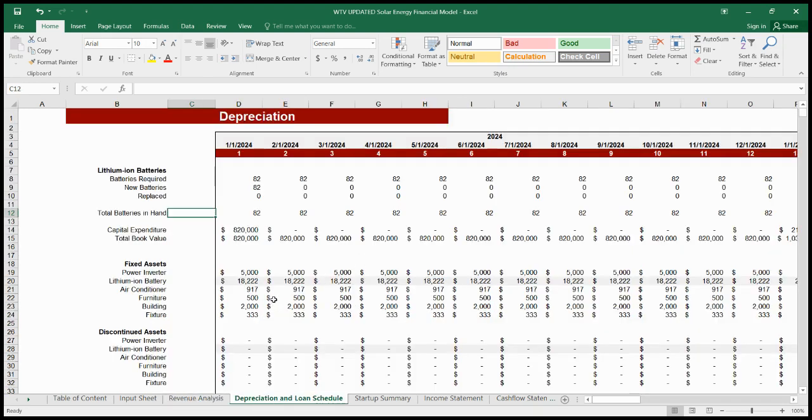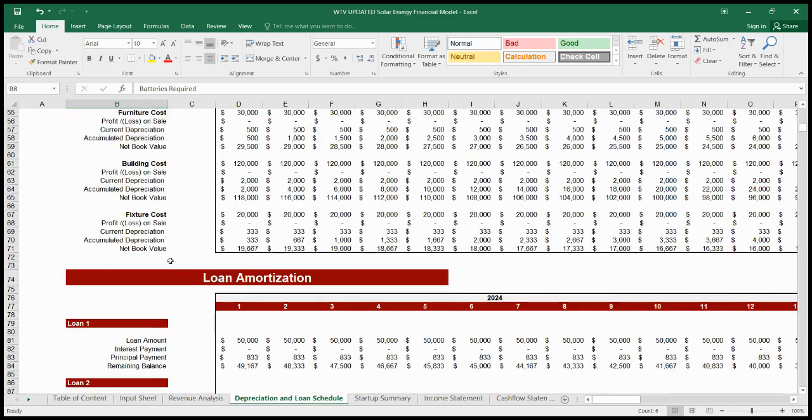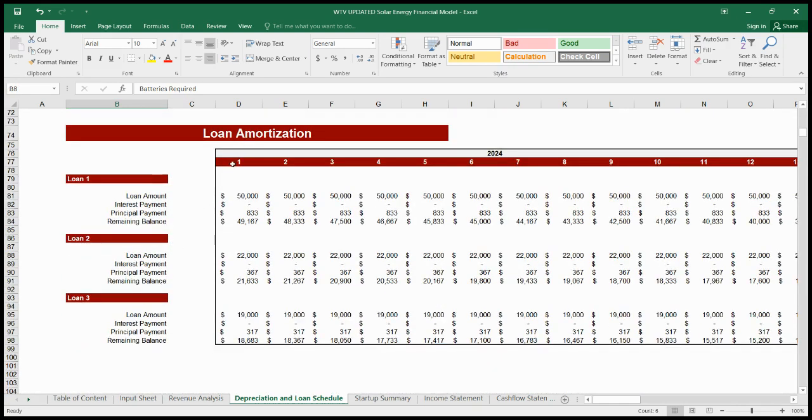After revenue analysis, we have depreciation. Depreciation includes depreciation from both fixed assets and lithium batteries. And after depreciation, we have asset calculation, as you can see. And after asset calculation, we have loan amortization and the schedule of the loan according to the debt that we have taken.